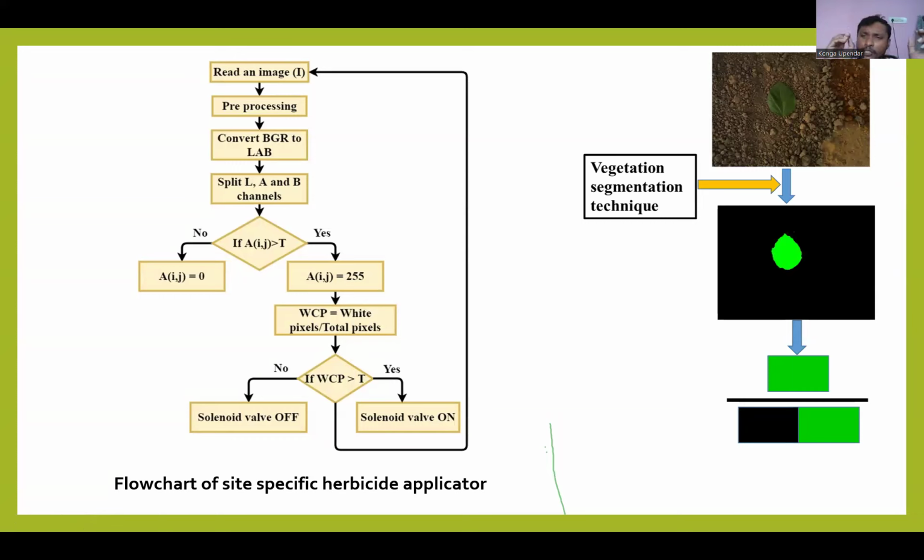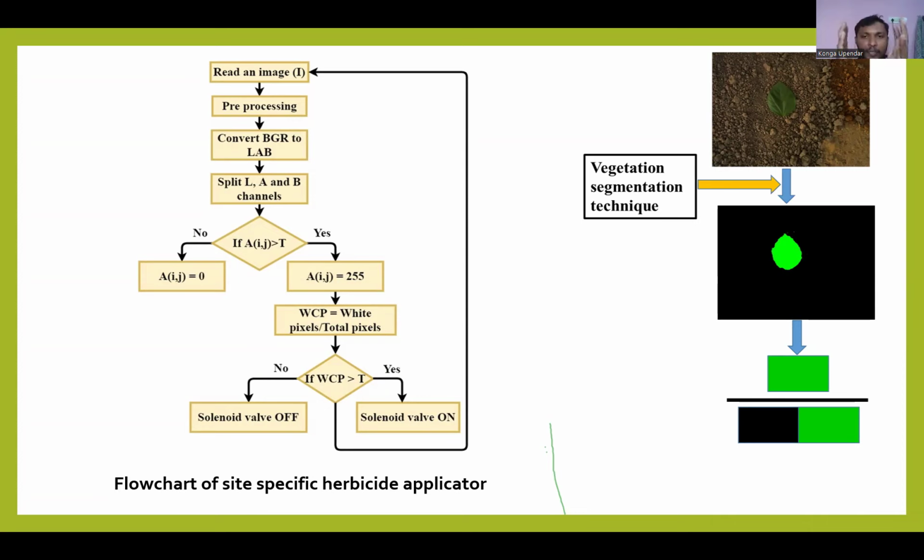Because sometimes only a small percentage of weed is there, and sometimes a larger percentage. Here it is only a solenoid valve, so we cannot regulate the quantity of chemical or water to be sprayed. That is why, if the weed coverage is greater than some 5% or so, then only we spray, otherwise we don't spray. If you have proportional control valves, they can regulate the quantity.